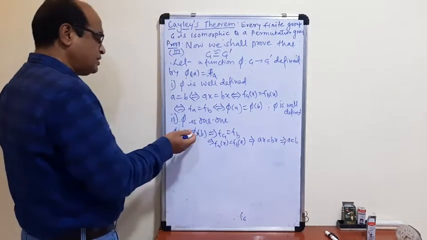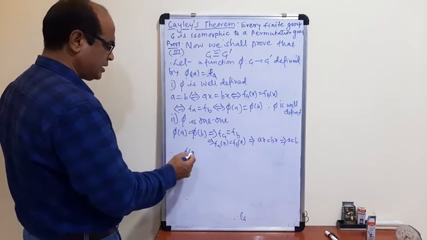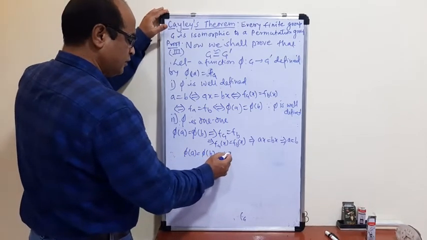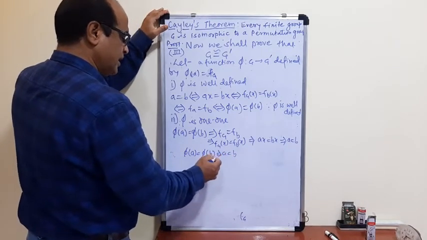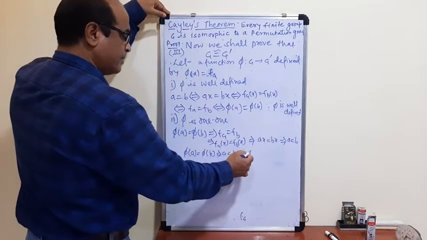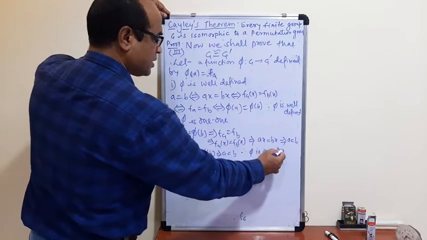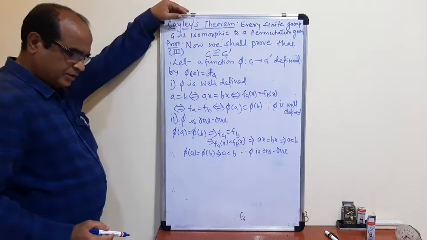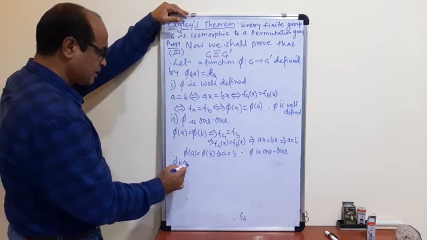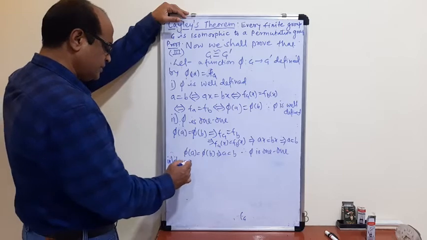So if phi a is equal to phi b, it implies that a is equal to b, therefore phi is a 1 to 1 function. Okay. Now the next, third part: phi is onto.